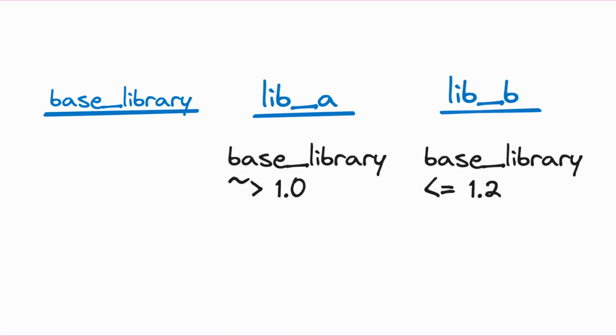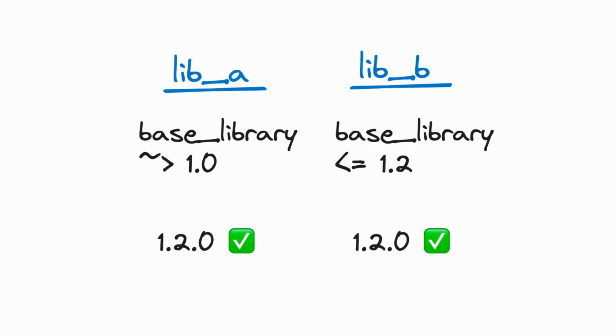So let's say we have 3 gems. We're going to dive into Ruby for a second, and gems are what Ruby calls packages. We have a base library that has no dependencies. Library A depends on base library greater than 1.0, and lib.b depends on base library less than 1.2. Since we can only have one version of base library installed in Ruby, we have to find a version that matches the greater than 1.0 and the less than 1.2. This might be 1.1.0, which satisfies both of these ranges.